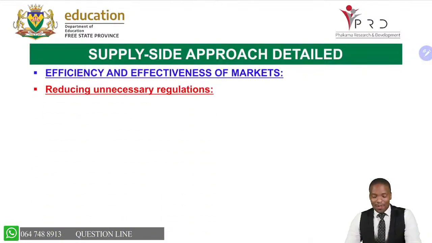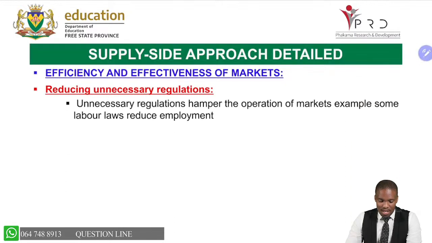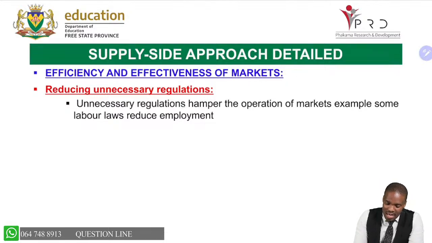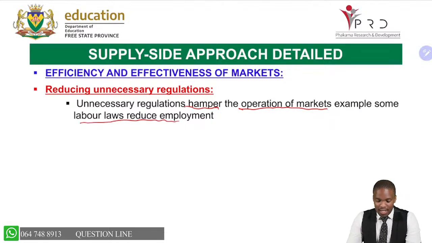Then we also talk about the efficiency and effectiveness of markets. Here we are talking about the removal or reduction of unnecessary regulations and laws. Those should be removed because they hamper the operation of markets. Some of those are such as labor law. Once labor laws are implemented, such as the minimum wage, the demand for labor is going to decrease because of the costs that are associated with paying salaries and wages.